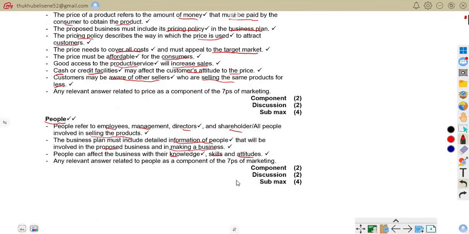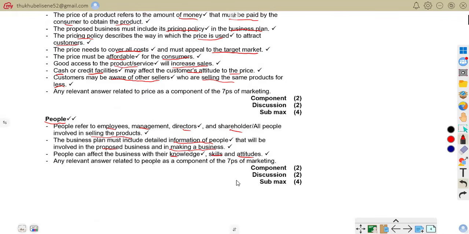With the knowledge that they have, if they have good knowledge, they are going to affect the business positively. But if you find that you are with people without the necessary skills to do the business, that is going to affect our business negatively.